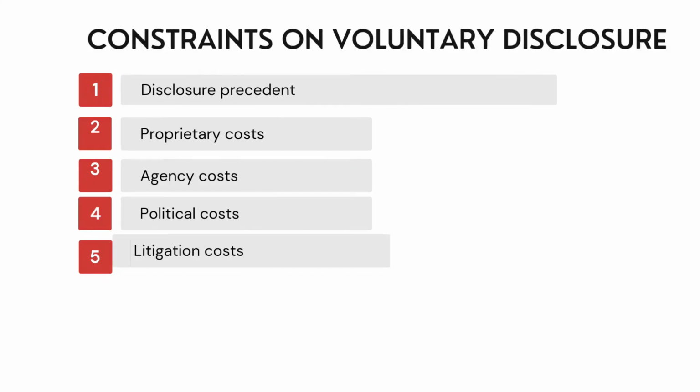And now, constraint on voluntary disclosure. Constraint on voluntary disclosure includes disclosure precedent, proprietary cost, agency cost, political cost, and litigation cost.